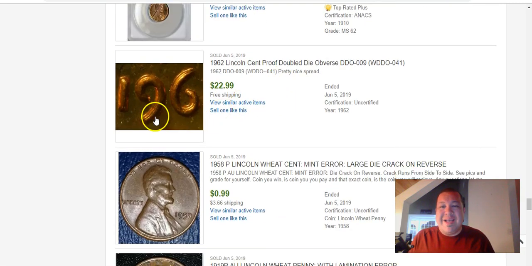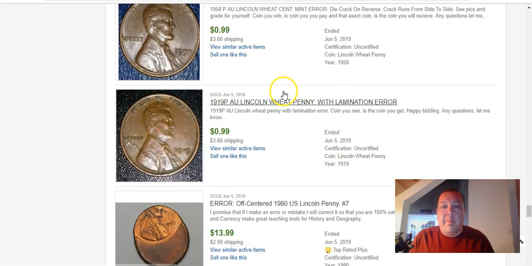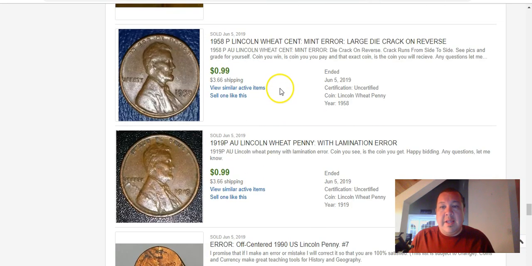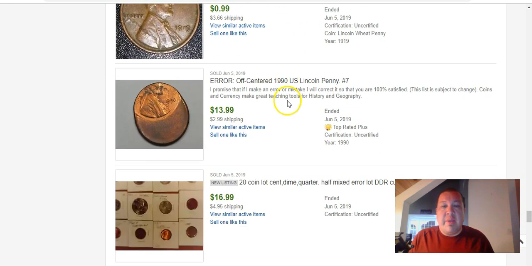Here's a doubled die, 1960. That one is actually pretty cool. I think I've owned one of those before. This one sold for $23. Lamination coins, depending on the grade of lamination, they do sell pretty well.